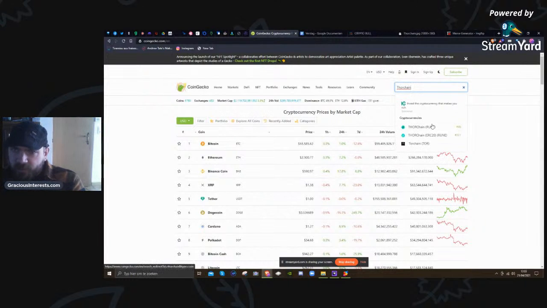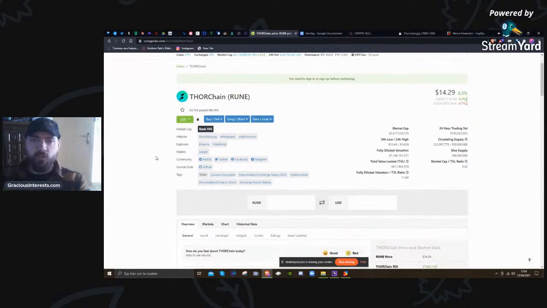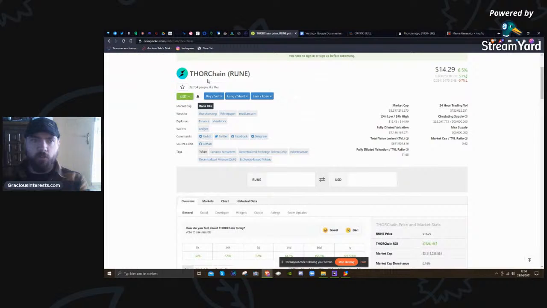THORCHAIN. I see there exist two different coins. One is a token, an ERC20 token. The other is a coin. I'm going to take the first one. That's the major one. So what do we see here on screen? THORCHAIN, abbreviated RUNE. Current value $14, an uptick in the last 24 hours of 6.5%.